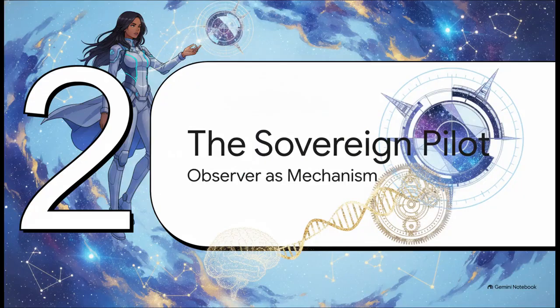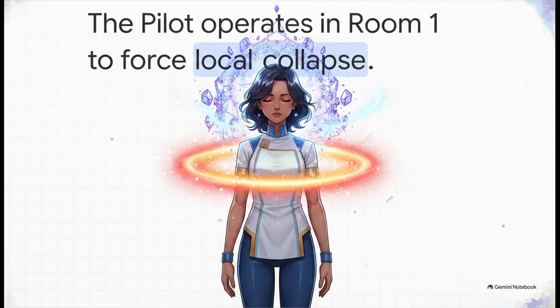Section 2. Enter the sovereign pilot, the observer, as a mechanism. This framework suggests that consciousness isn't just an accident. It's not some random byproduct of a complex brain. Instead, consciousness is a structural, cosmological necessity. It is the biological refinement of the universe's inherent need to measure itself and stabilize. The pilot functions in what the framework calls Room 1. That's your biological shell, your immediate material world. And it anchors local experience through actual biological mechanisms.